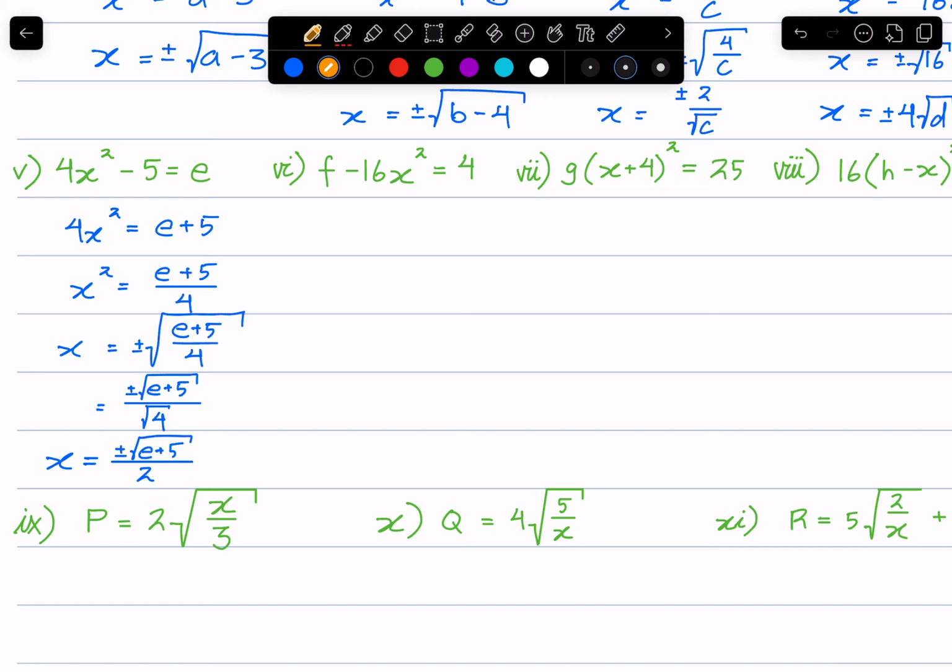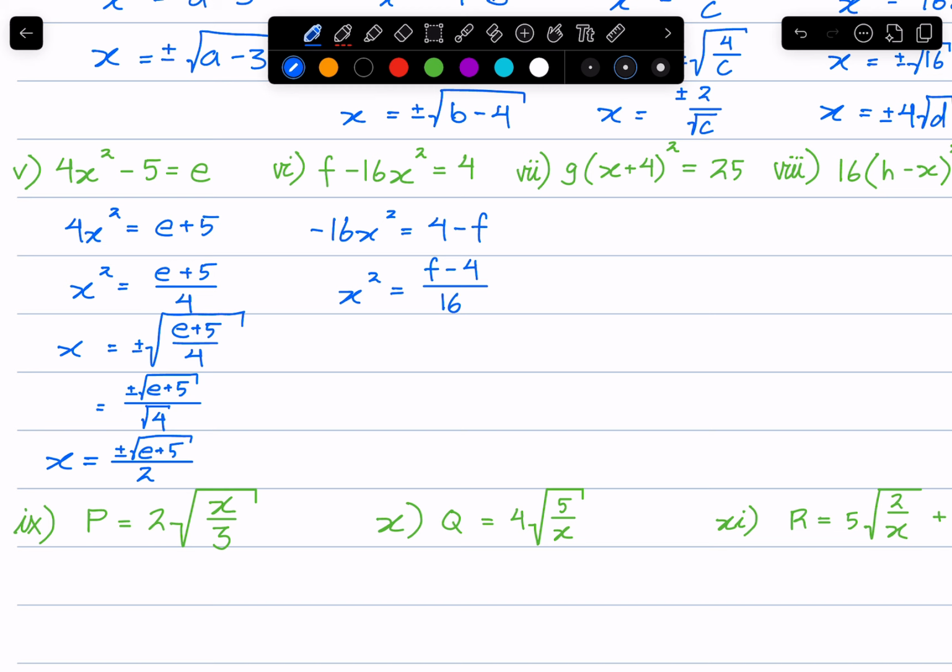So for this one, we need to minus f on both sides. This gives us negative 16x squared equals 4 minus f. Remember again, we're going to divide by that negative 16. So negative 16, watch what happens to this 4 and the f. I'm going to make the 16 positive, but the 4 and the f, their signs switch.